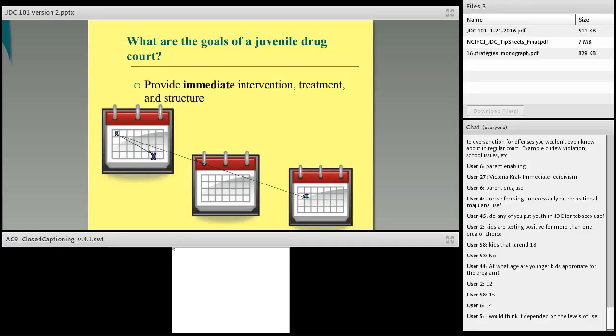So what is the goal of a juvenile drug court? We want to provide immediate intervention, treatment, and structure. And the really key thing here is immediacy. The reason why we structure juvenile drug courts for folks to come to court every week or every other week is so there can be an immediate response to their behavior. I think it's hard for kids to connect the consequence if it doesn't happen within a span of a few days to the behavior that you're trying to get them to change.